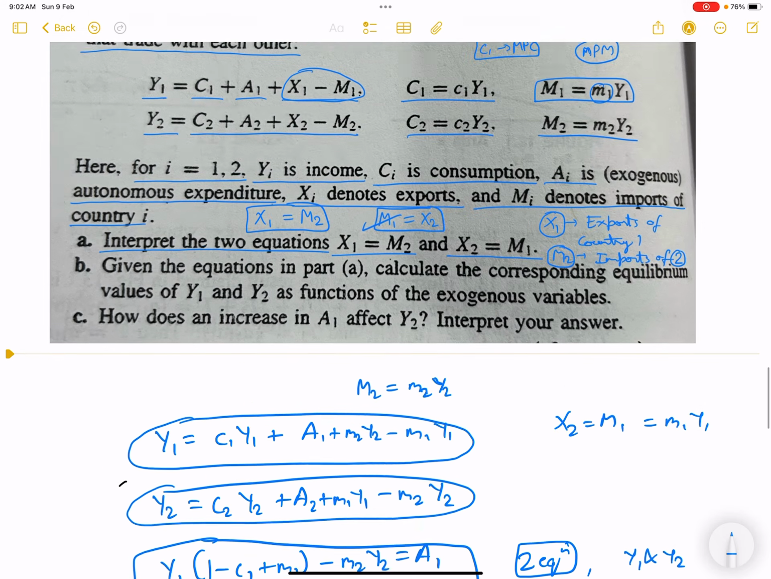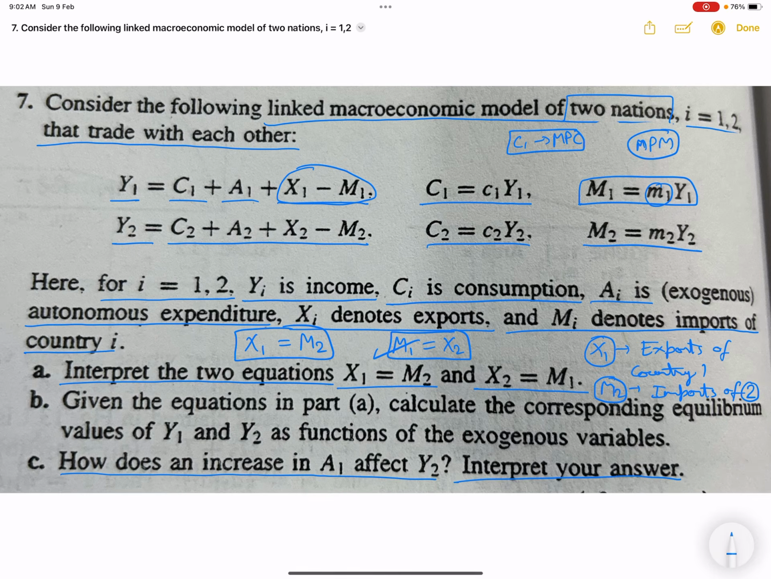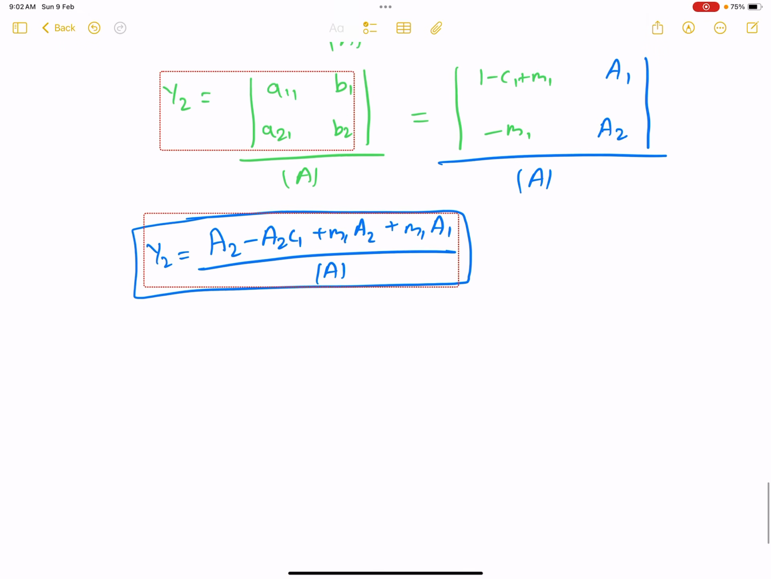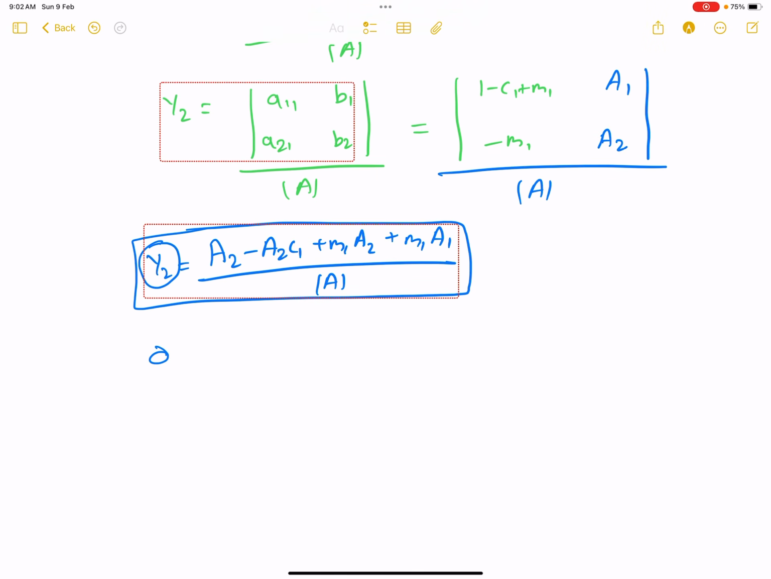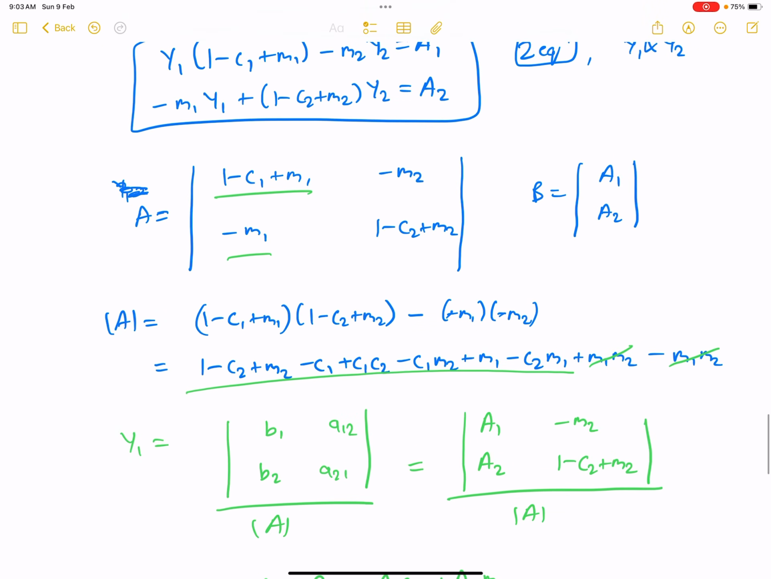Now looking at the last part of the question, how does an increase in a1 affect y2? Interpret your answer. In economics, this interpretation is the most important thing when it comes to MME. You need to be able to interpret these things as well. Now this is y2, so del y2 by del a1 would be m1 upon A determinant, and A determinant is this value.